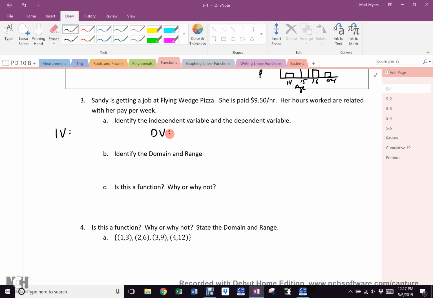What are the two things that are going to change? The hours she works, the amount she gets paid. Great. So that's a good decision. Now, which is which? Talk amongst yourselves and figure it out. My angry bird is going to flap around my head a few times, and you're going to tell me the answer.